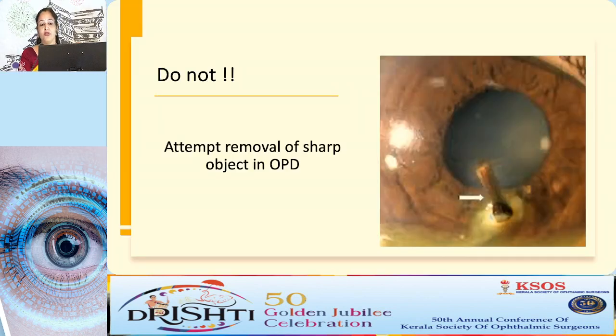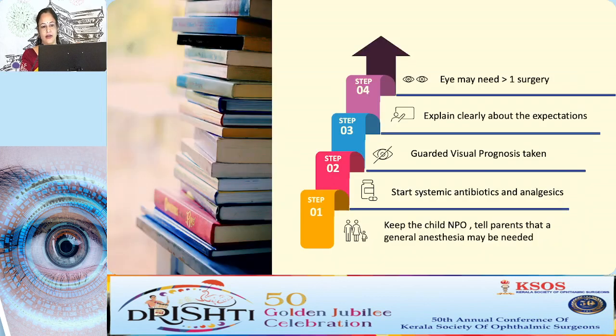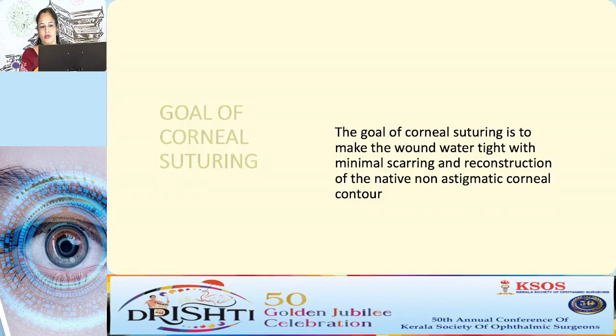And whenever you find a foreign body, do not attempt to remove the object. And any subconjunctival hemorrhage, you need to explore and see for any extraocular muscle or scleral tear. And as a general ophthalmologist, always tell the child to be NPO, start systemic antibiotics, give a GVP, and explain that they may need more than one surgery. And always record whatever you have done.